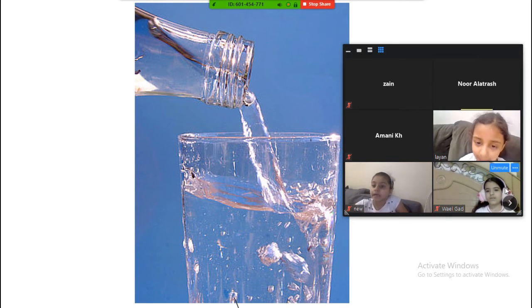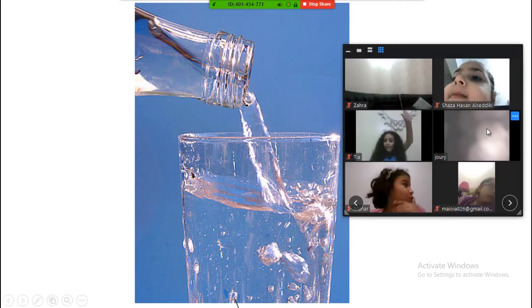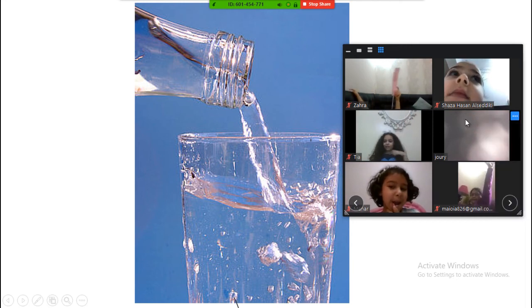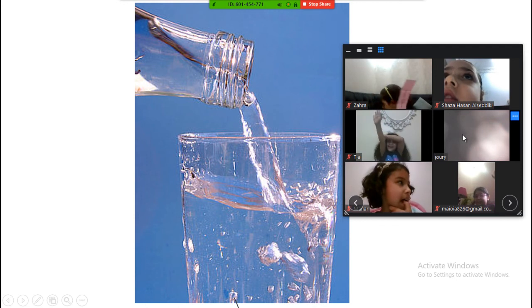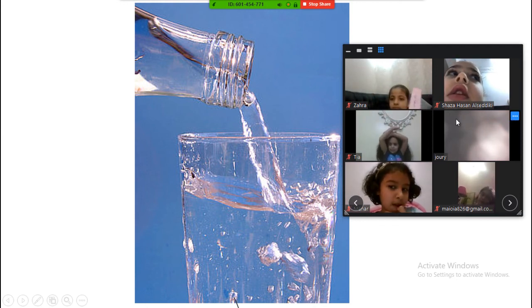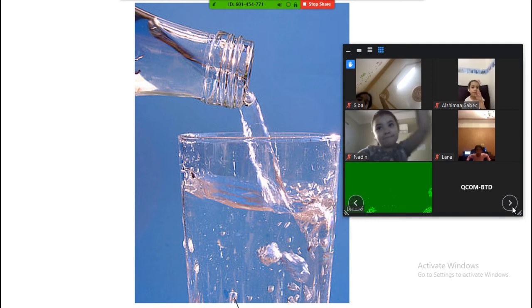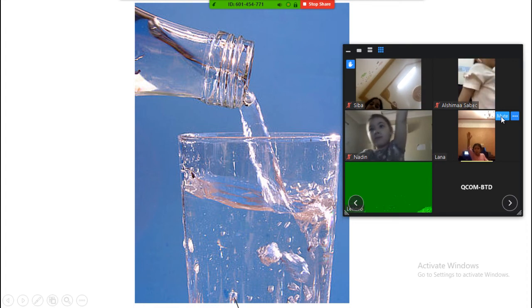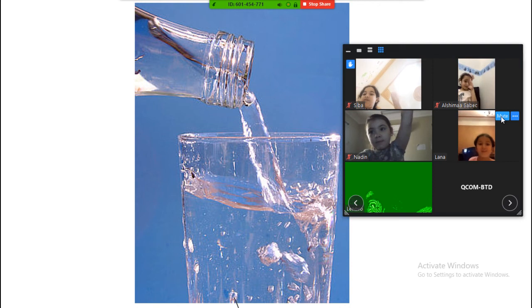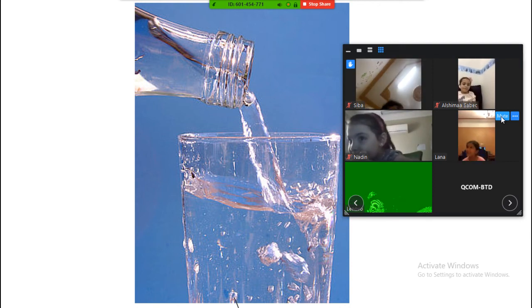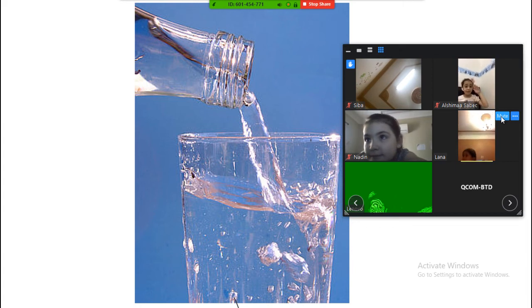Now, who can tell me what is the matter in this picture? Juri, are you here? I cannot hear you, Juri. I cannot see anyone here. Lana, solid, liquid, or gas, Lana? Solid. Which one is solid? Book. I'm asking about the next picture. Can you see the next picture now?